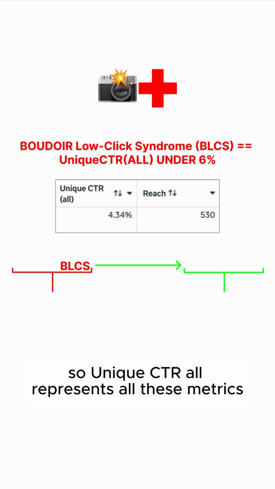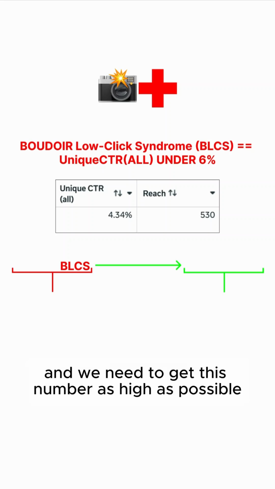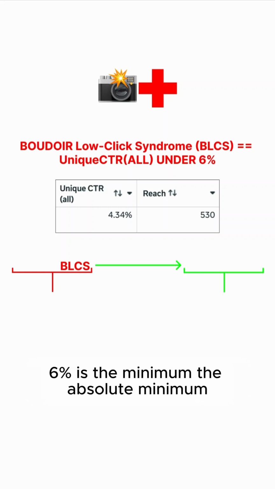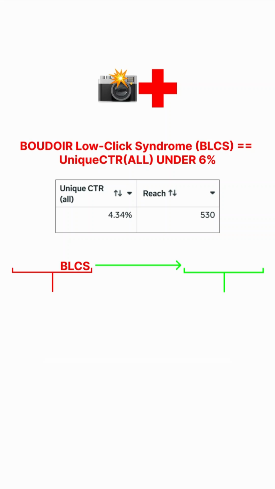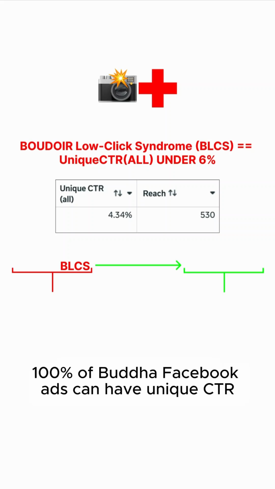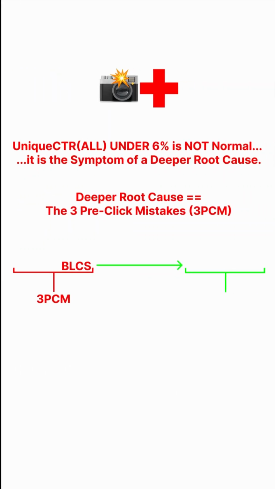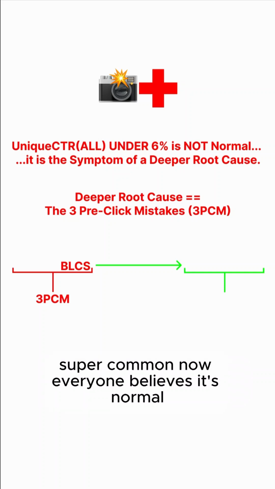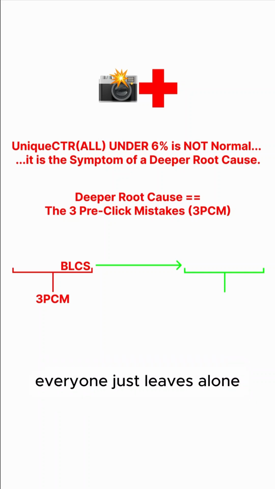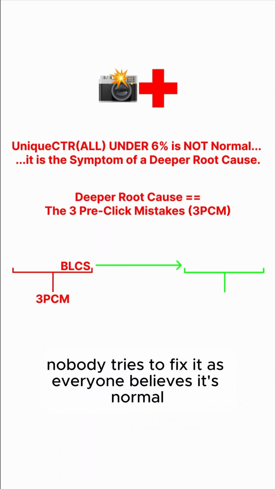So unique CTR represents all these metrics, and we need to get this number as high as possible. 6% is the absolute minimum. If the unique CTR is under 6%, we've got massive problems. 100% of Boudoir Facebook ads can have a unique CTR above 6%, so under 6% is not normal. Super common though. Everyone believes it's normal, everyone just leaves it alone, and nobody tries to fix it.